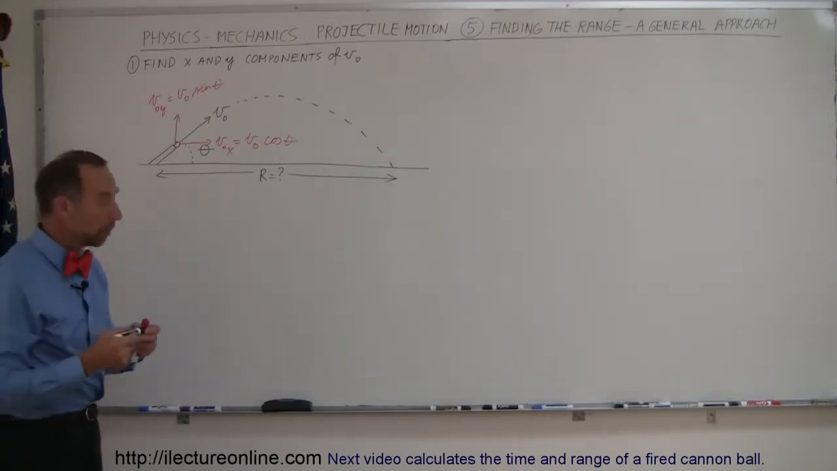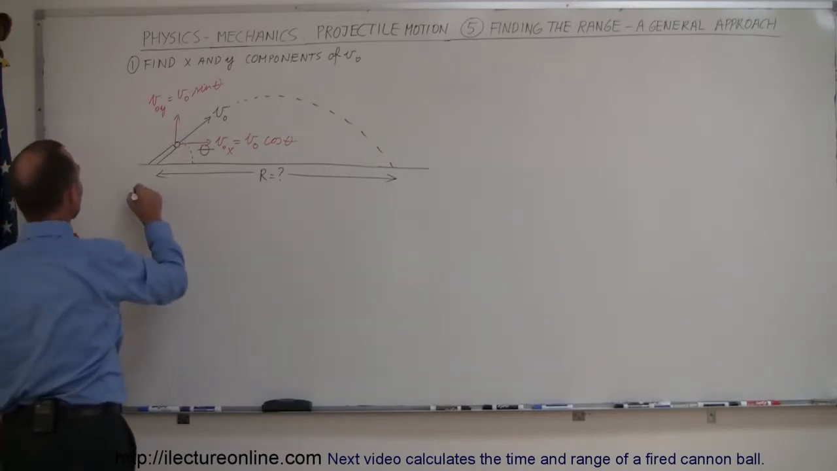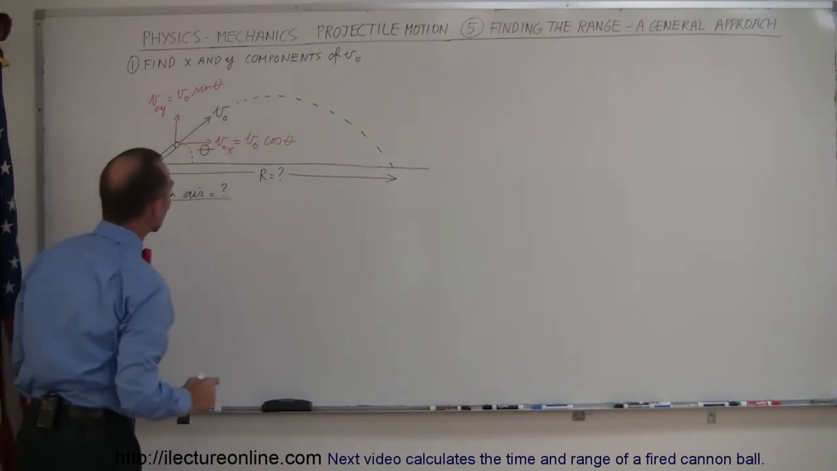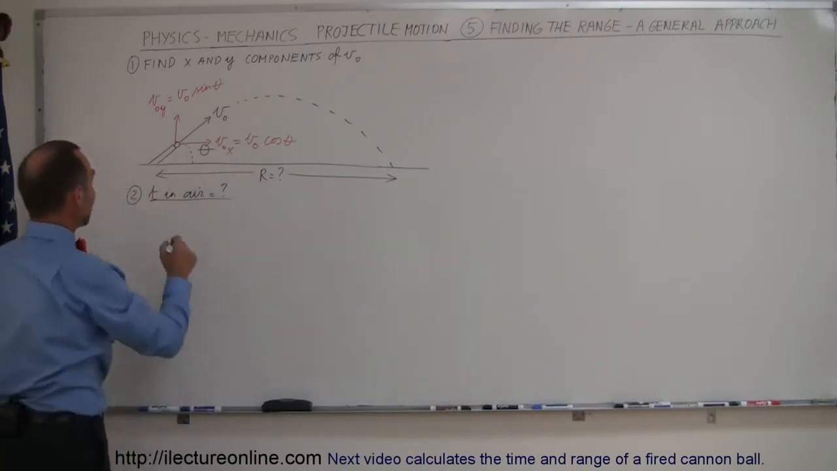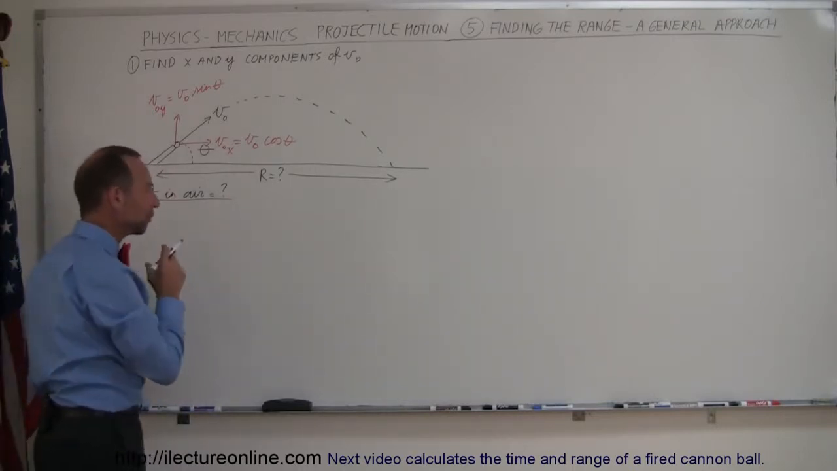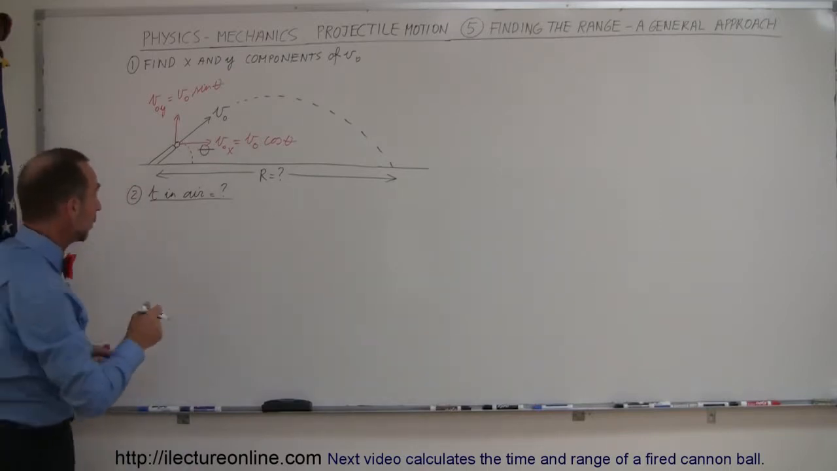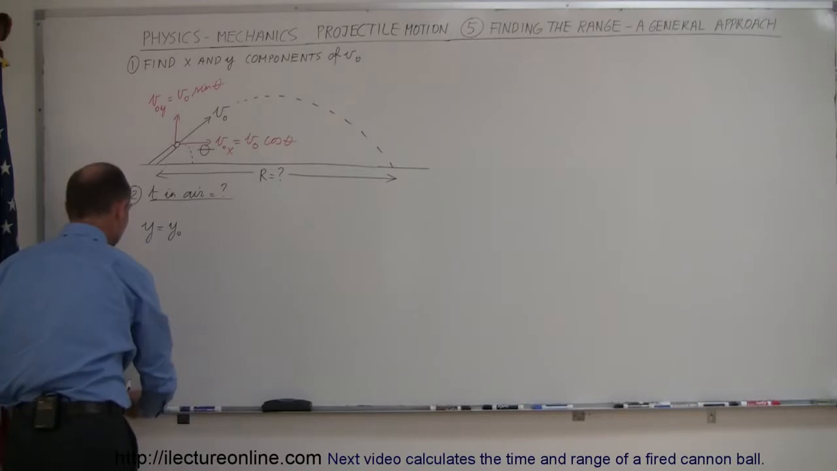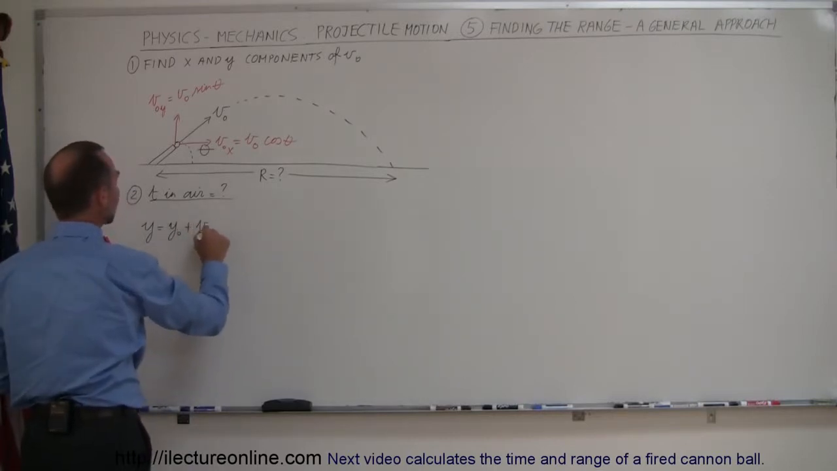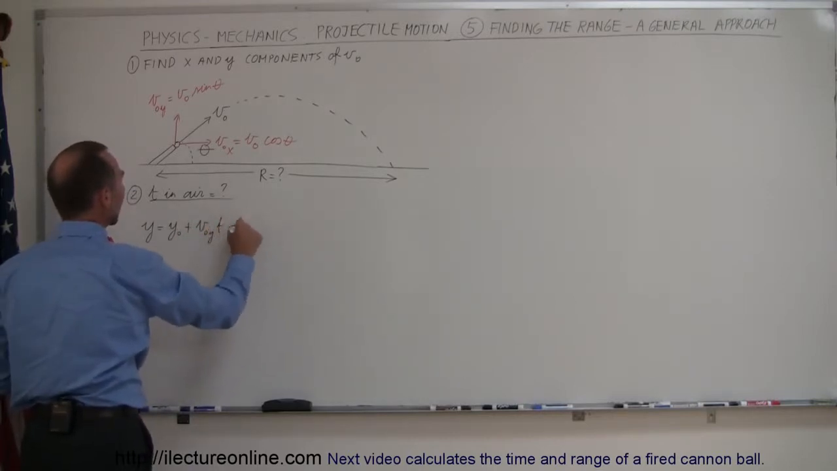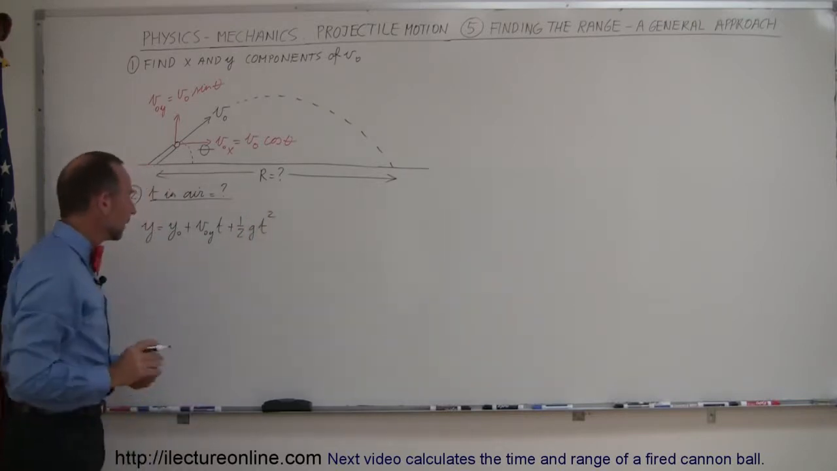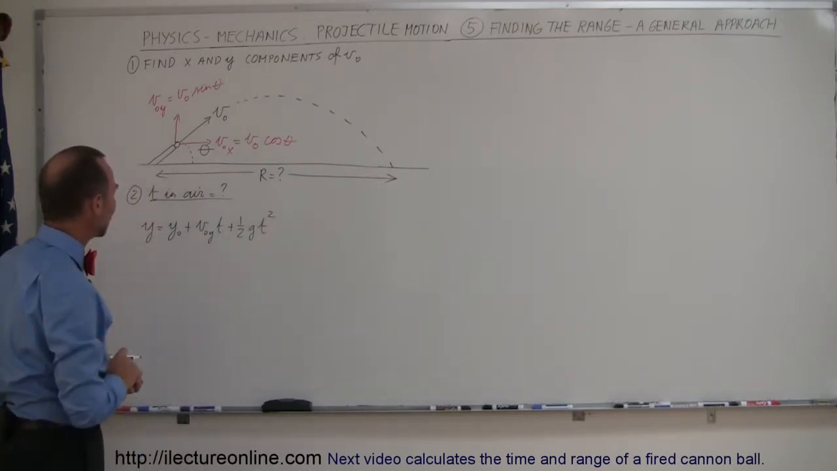The second step will be to find the time in the air. So time in the air is equal to question mark. All right, so again, we use the same equation as before. Only the vertical motion determines the time in the air. So we have y equals y initial, down, plus v initial in the y direction times time plus 1/2 g t squared.